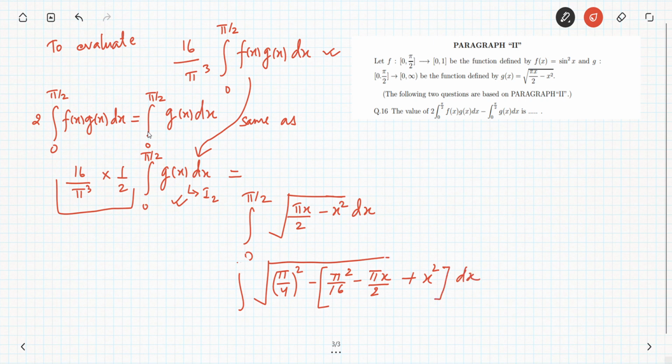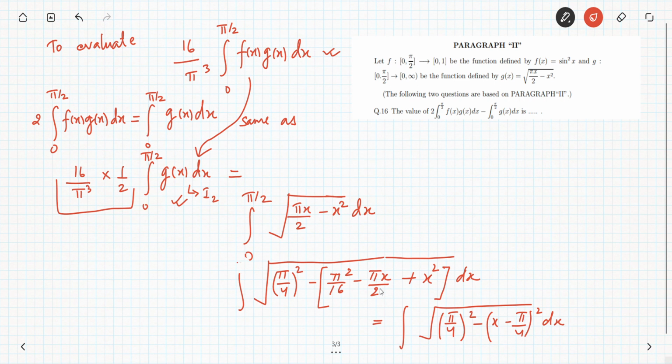Okay, so from this expression it is equivalent to writing root under (pi by 4) whole square minus (x minus pi by 4) whole square dx. Yeah, I have written it like this.